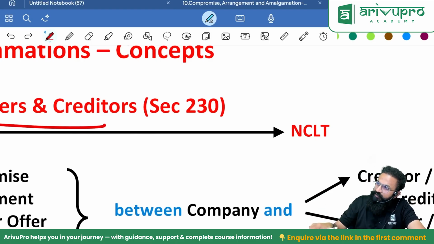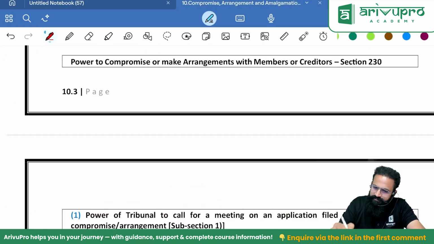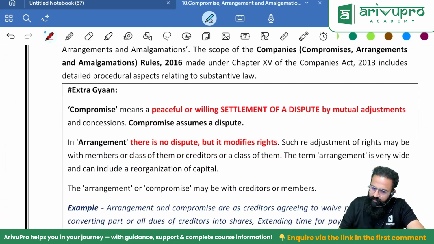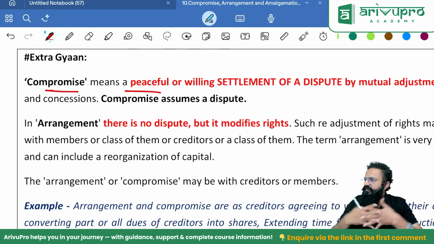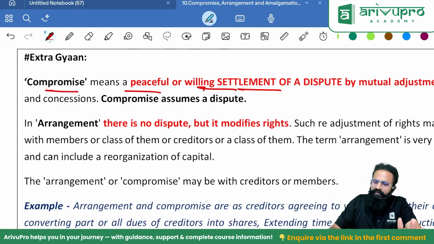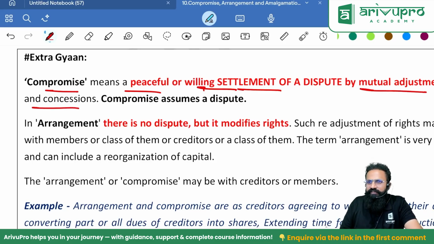What all does arrangement include? This is what they define. The words arrangement and compromise are not defined, but what do they mean? This is what they are telling you. Let us see if it helps us. Compromise means a peaceful or willing settlement of a dispute by mutual adjustment and concession. Like Vijay Mallya saying, I have to give 9,000 crore, I'll give you 5,000 crore.